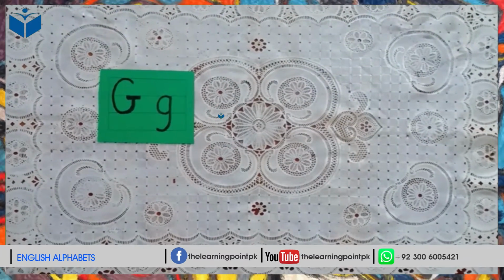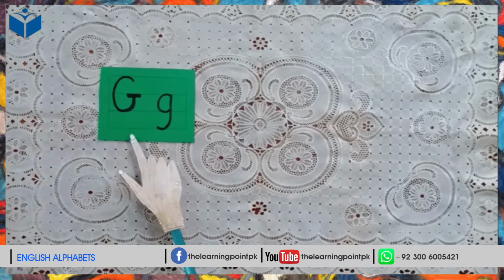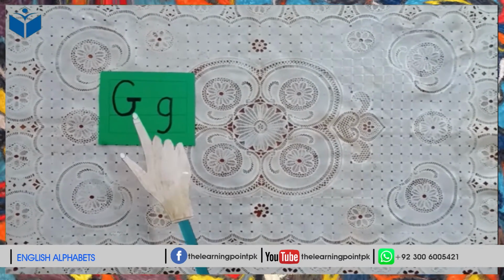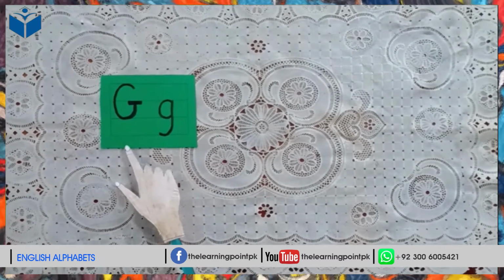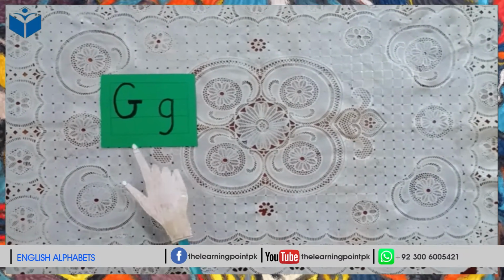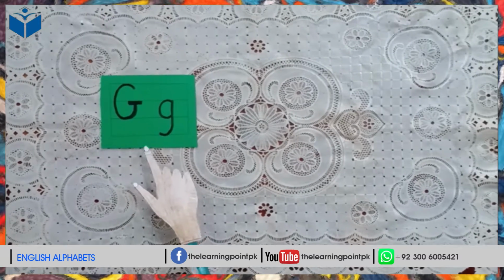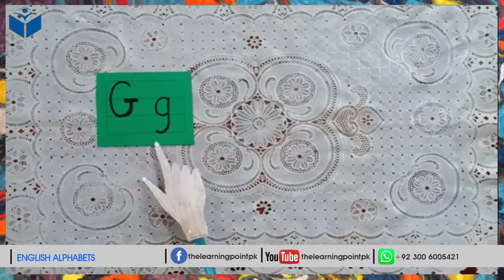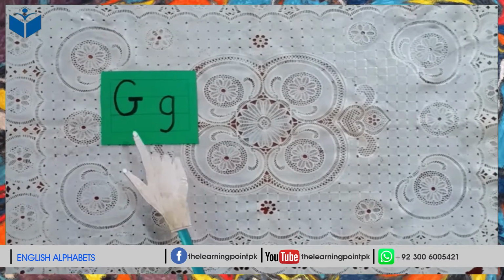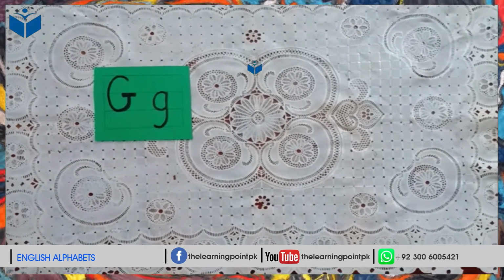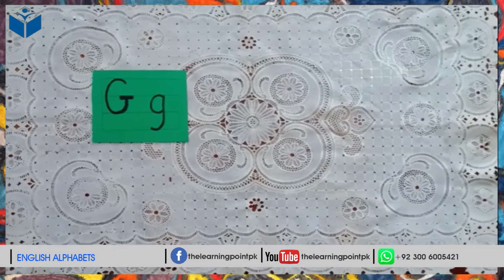Okay. Today we will learn a new letter which name is G. This is capital G and this is small g. And its phonic is G. It has two phonics, G and J. Okay? G and J. First of all, we will learn G sound words.